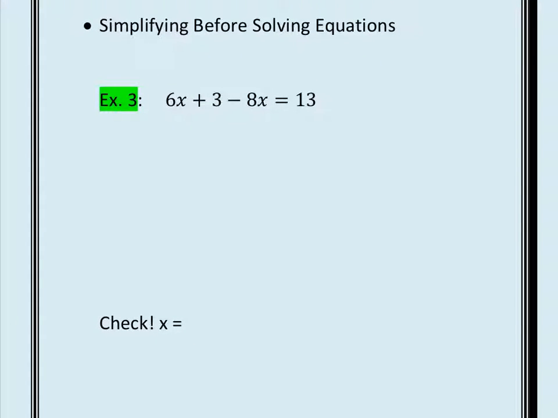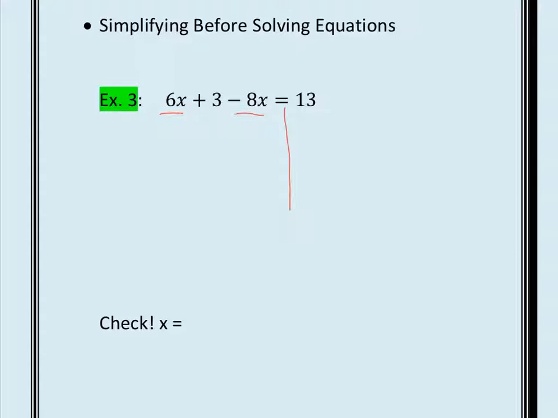Sometimes you have to simplify before you can actually start to solve the equation. So we're going to draw our line to separate the left from the right side. And then look at this left side. We talked about collecting like terms in chapter 6. Well, we're going to take this term right here, 6x, and look for a like term. Remember, like terms are the same variable string raised to the same exponents.